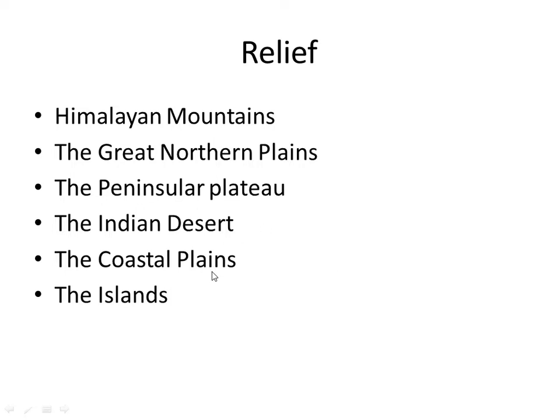So basically, India's physical features are divided into five. Himalayan mountains in the north. To the south of Himalayan mountains, there is the Great Northern Plains. To the south of Great Northern Plains, you have the Peninsular Plateau and the Indian desert in the west, that is in Rajasthan, and coastal plains between Western Ghats and Arabian Sea and Eastern Ghats and Bay of Bengal. And we have the island groups: Andaman and Nicobar is one island group, and Lakshadweep is another island group.